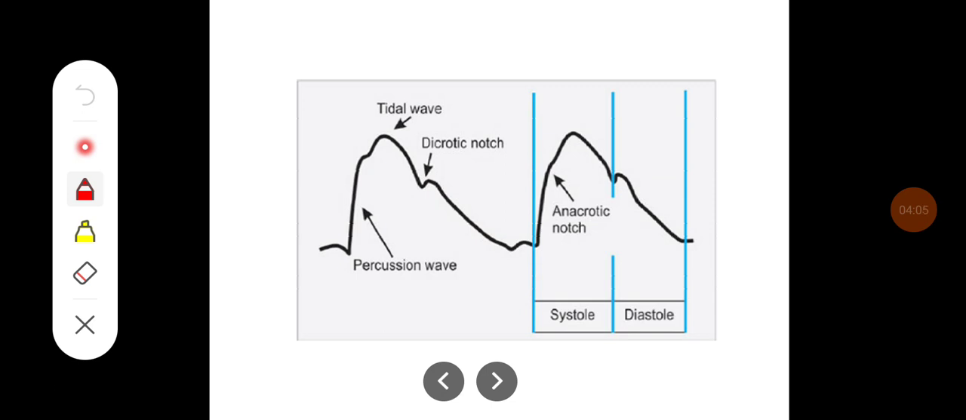When it is recorded with the instrument, you can see the different waves: the tidal wave, the dicrotic notch, and the anacrotic notch. So this is the anacrotic notch, this is the tidal wave, this is the dicrotic notch, and this is called the percussion wave. These things happen in systole, and the phases after the dicrotic notch are diastole.